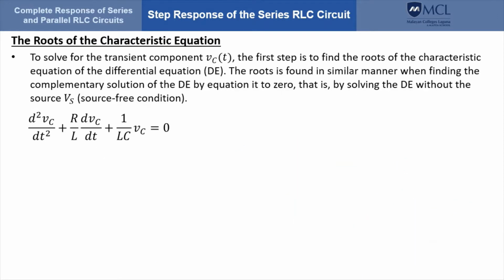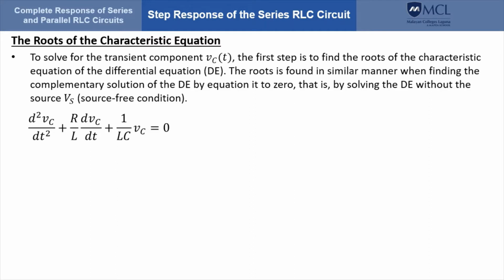Now that we have the steady state component of V sub c, we can now proceed in finding the transient component of that voltage. But before we proceed there, we need to know something about the roots of the characteristic equation of the differential equation. So what are these roots?